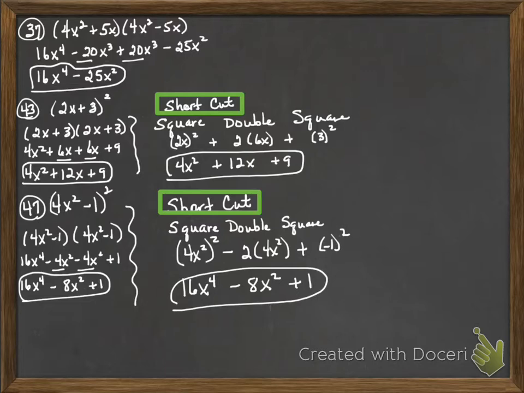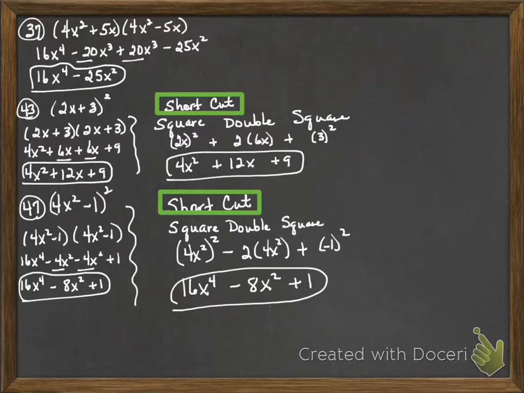I would like to talk a little bit about 43 and 47. In our notes, we discussed a long way and a short way to do number 43 and 47. These are called binomial squareds, and we'll see these later on in Algebra 2 and other math classes. It's really going to be to your benefit to start to learn the shortcut here. It's up to you on Friday's quiz whether you do it the long way or the short way. But later on in this class and other math classes, it's really going to help you to know the shortcut.